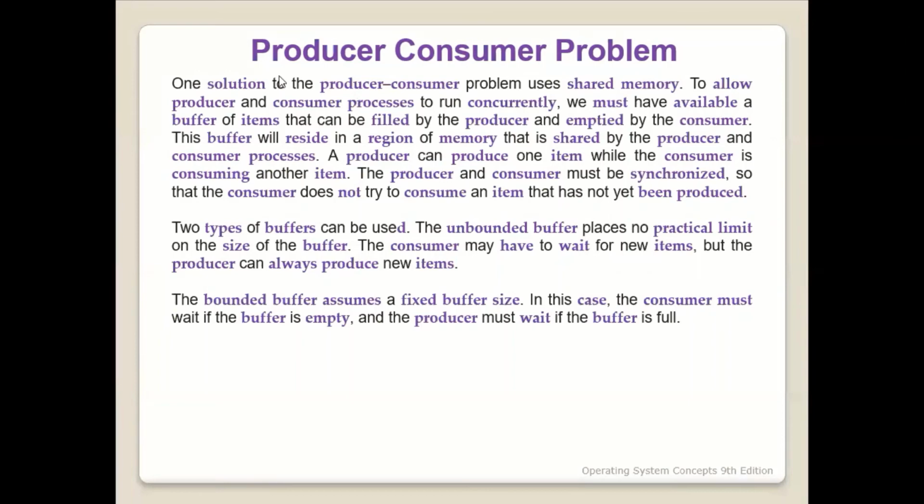So here they use a common memory, a shared memory, so that they can share the information. Fine. So they use some shared memory to allow the producer and the consumer to run concurrently. Because they need to run concurrently, we need to have some kind of buffer of items that can be filled by the producer and emptied by the consumer. Remember, you must have a buffer.